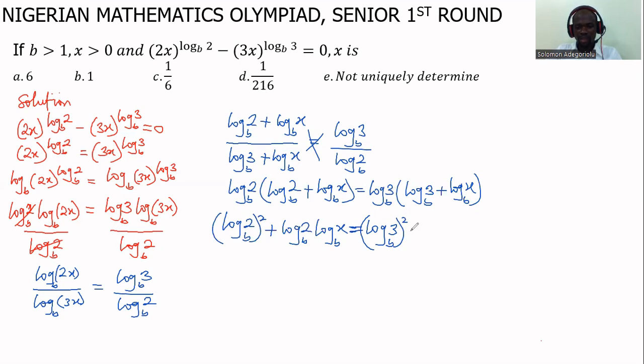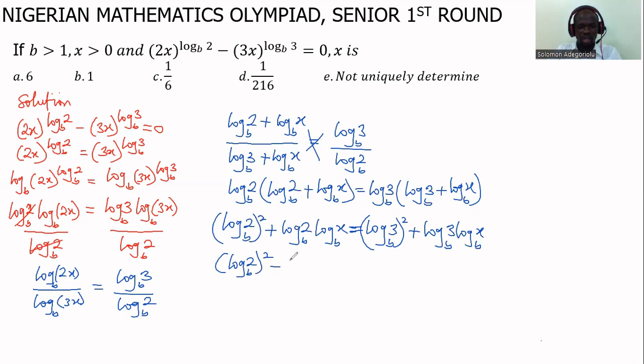Then this multiplies by this, it gives log 3 base b multiplied by log x base b. From what we have here now, we can decide to bring this log 3 base b squared to this part, and we'll take this one to the other side as well. And how do we do that? That's going to give us log 2 base b to the power of 2. Then this is coming here, it becomes minus.